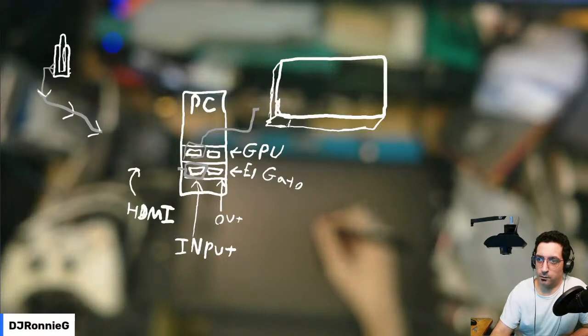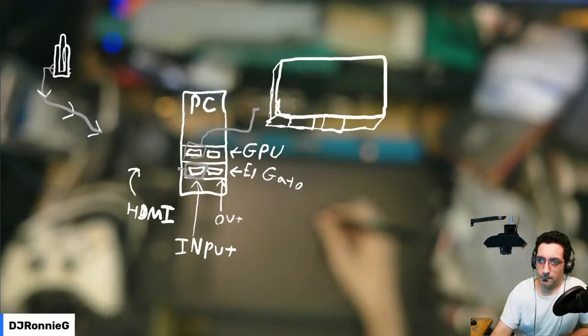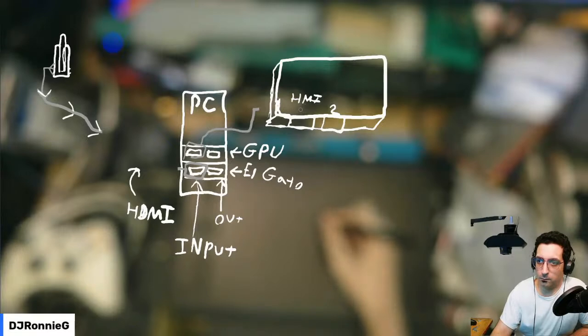Okay, so we're going to have our two HDMI ports. We're going to have one here and one here. So we got a HDMI port. Wait, why does my number one look like a number two? Right, we're going to fix that. Trying to make a number one, darn it.